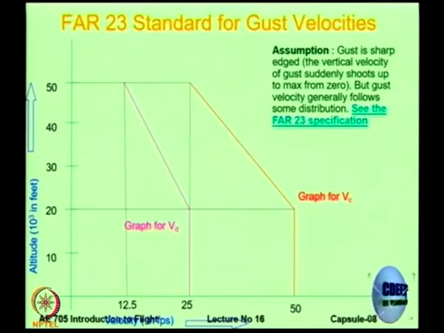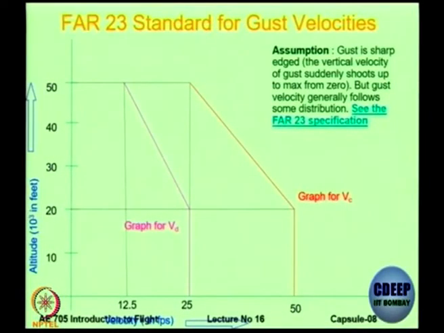So the regulatory bodies say, okay, we have done some studies and we feel that you should assume a gust of approximately 25 feet per second up to a height of 20,000 feet, and higher than that, it reduces linearly to 12.5, and above 50,000 feet we assume that the gust is going to be only a maximum of 12.5. This is when you are at VD, the design diving speed. At cruising speed, the gust velocity is 50 feet per second till 20,000 feet, constant, and less below that.